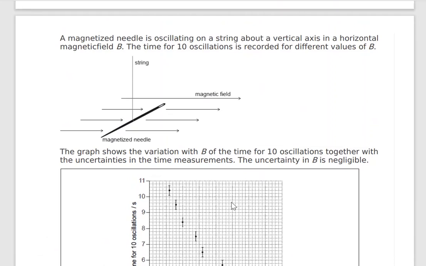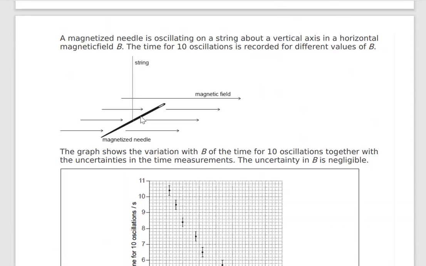We're going to solve question number 9 from the IB documents I shared with you on Google Classroom, the same question you had in the exam yesterday. A magnetized needle is oscillating on a string about a vertical axis in a horizontal magnetic field B. The time for 10 oscillations is recorded for different values of B.